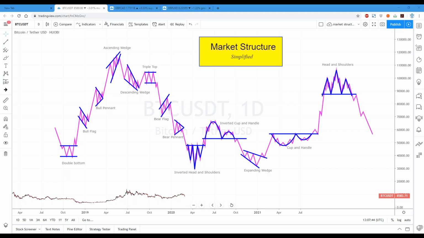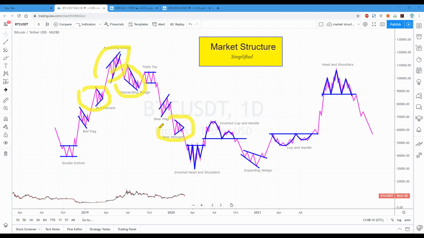Because I don't care whether it's an ascending triangle, whether it's a descending wedge, because a wedge to me is just a triangle. It's just that the upper line and the lower line are moving on different angles. Okay, but they're still forming a triangle. So it's like an ascending wedge. Then we have a bear pennant. Okay, all of these to me fall into the study of triangles.